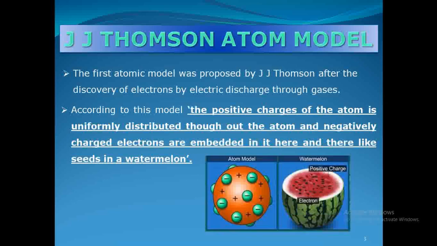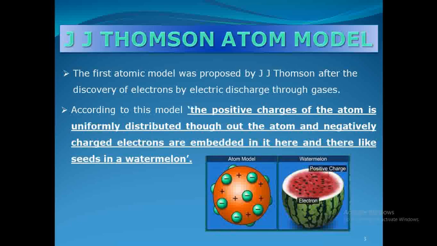So here we can see a comparison between the atom model proposed by J J Thomson and a watermelon. As we can see, there is a red colored part inside the watermelon, and that red part represents the cloud of positive charges. The positive charges are distributed uniformly throughout the atom, and the electrons are like seeds. We can see the black seeds in the watermelon, right? So those will be the electrons that are present inside the atom.